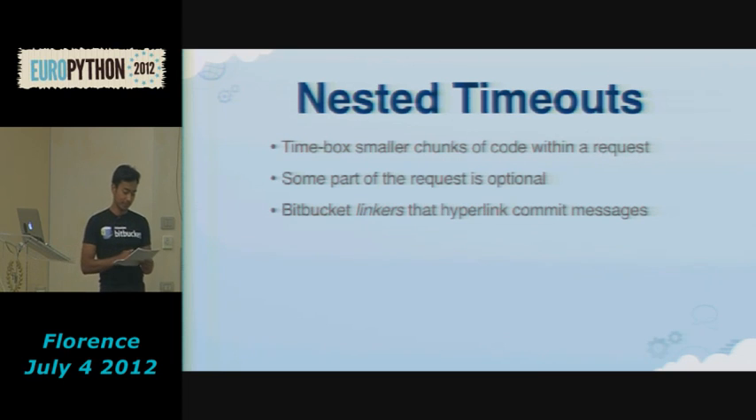So for example, in Bitbucket, we have a feature called linkers, which basically allow us to process user-provided strings. So for example, commit messages, comments, pull request descriptions. And what we can do is scan this user-provided text for things that look like changeset hashes, repository names, or usernames. And we can turn those pieces of text into hyperlinks. The way we do that is by using a regular expression that we apply to the user-provided text. And as you're probably aware by now, regular expressions have very dynamic performance, and it can definitely cause unexpected slowness.